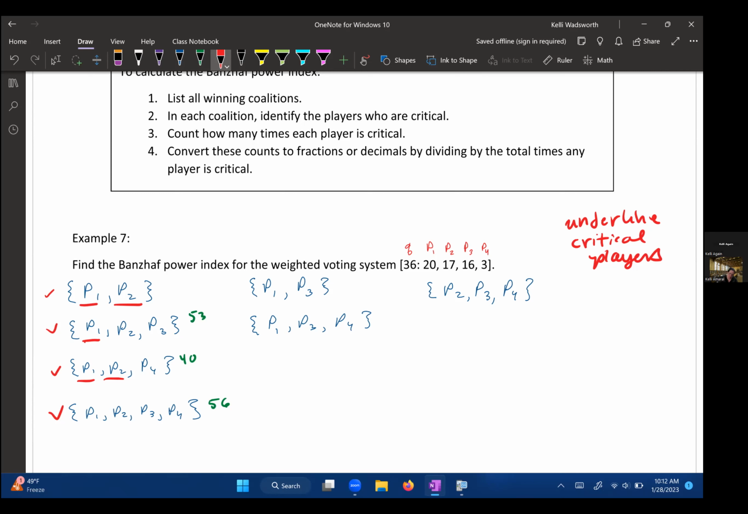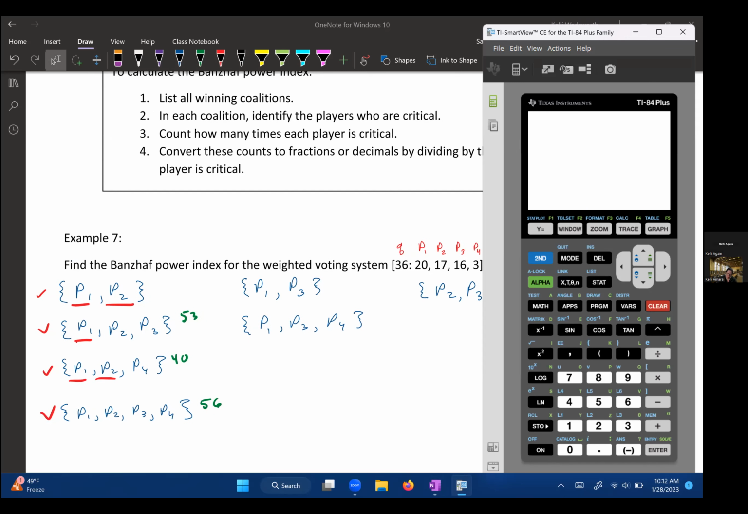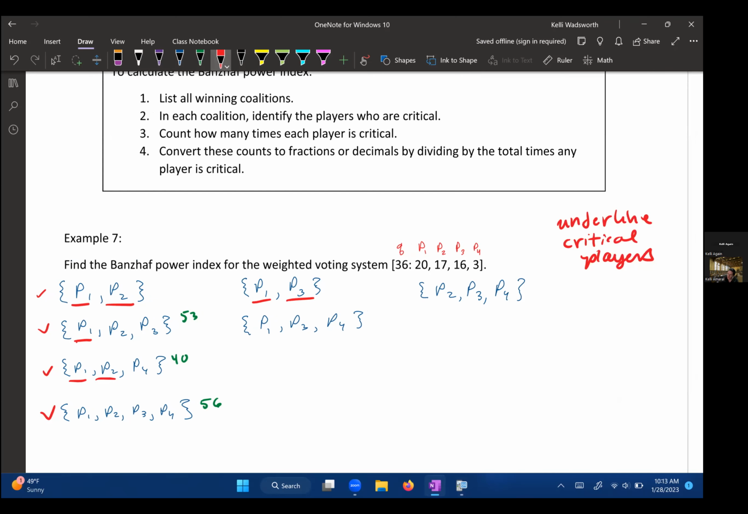All right, let's do P1 and P3. What's the weight of that voting system? So they've got 20 plus, not system, but coalition, 16, player 1 and player 3. So they have 36. Okay, so they exactly reach quota. So taking either of them out is going to go below quota. So that means they're both critical. Does that make sense?